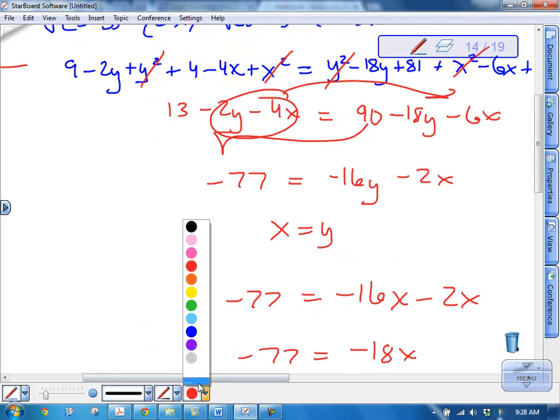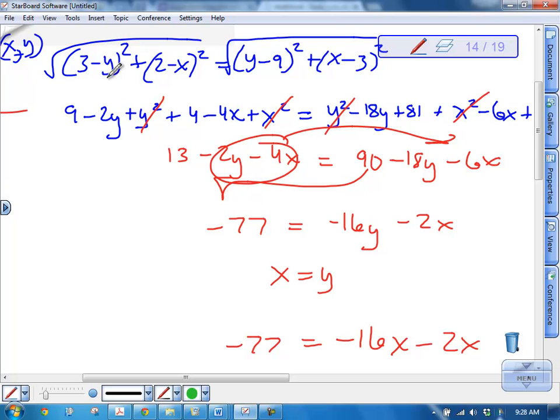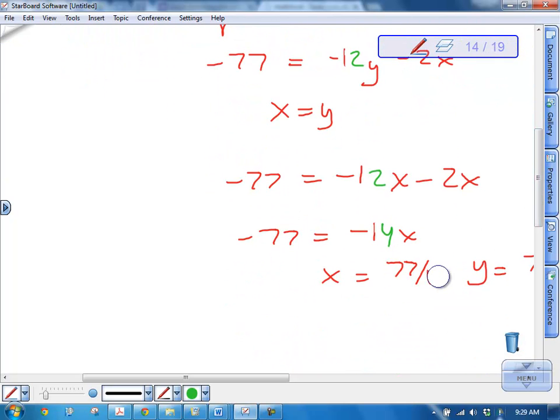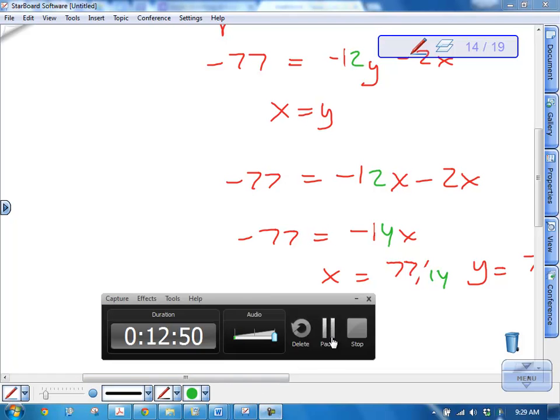And I made a mistake right here. When I FOILed this out, this should have been negative 6y, in which case this would have been negative 6y. When I added it, this would have been negative 12, and this would have been negative 12. This would have been then 14. So this should have been 77 over 14 for my problem. It's easy to make small mistakes like that.